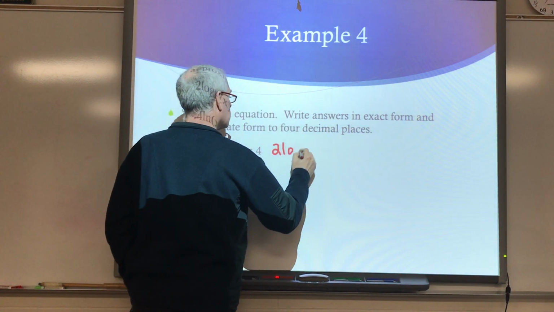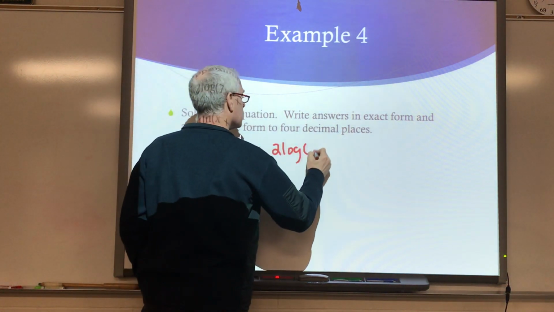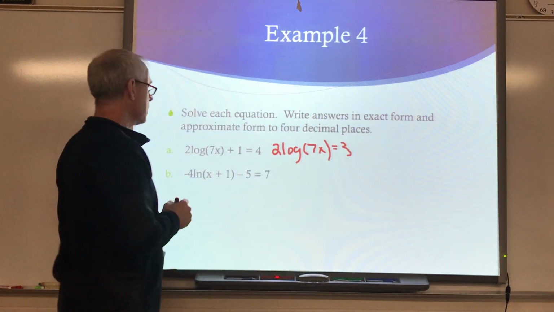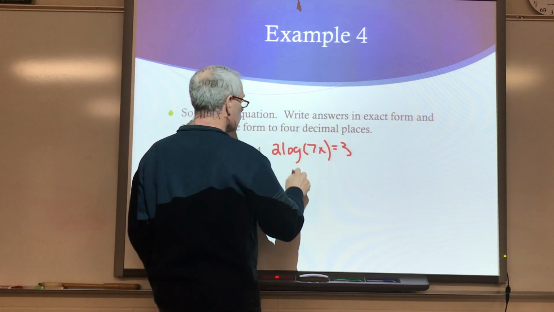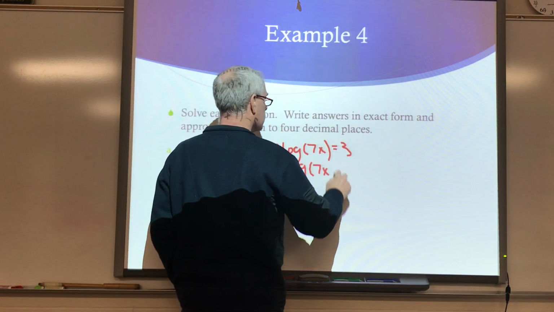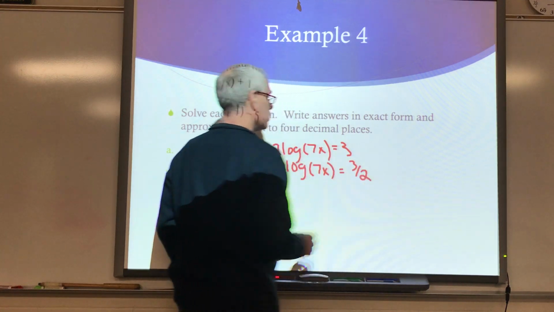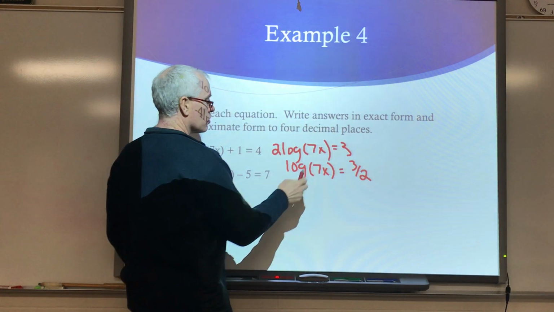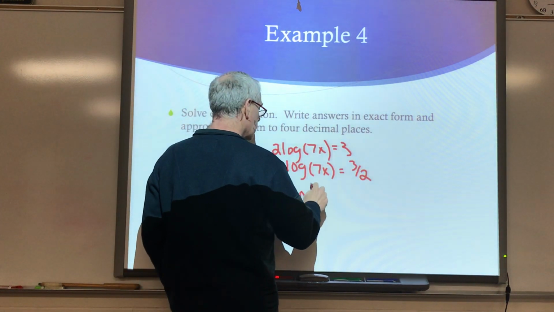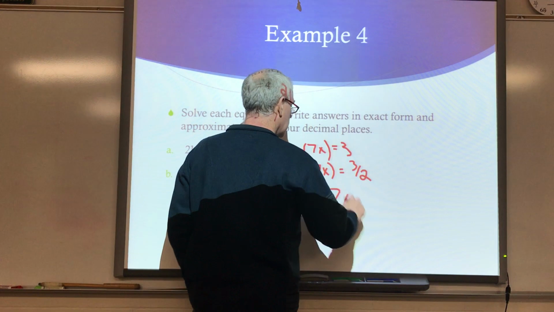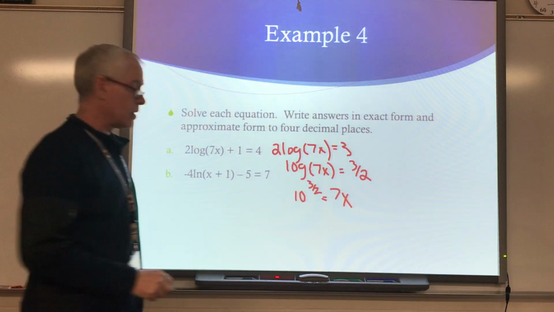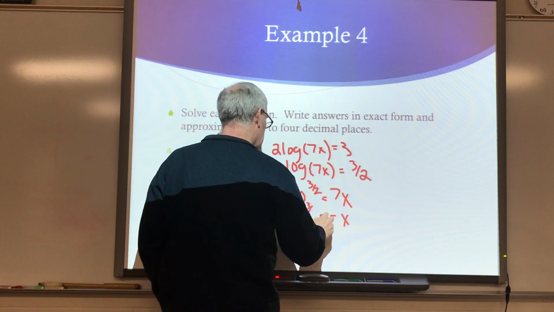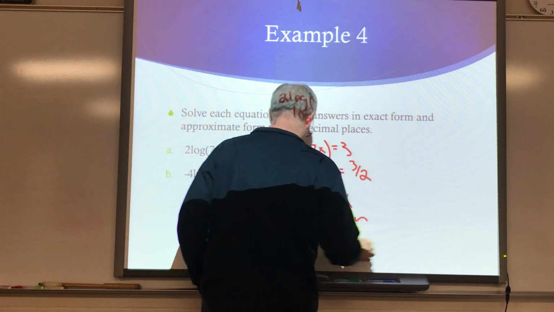2 log of 7x, subtract 1 equals 3. Okay, I'm going to divide by 2, so log 7x equals 3/2. Now I've got the log by itself. The base on this log is 10, so I'm going to go 10 to this power. 10 to the 3/2 power equals 7x. And if I want to get x by itself, I then have to divide by 7. So x is going to be 10 to the 3/2 over 7.